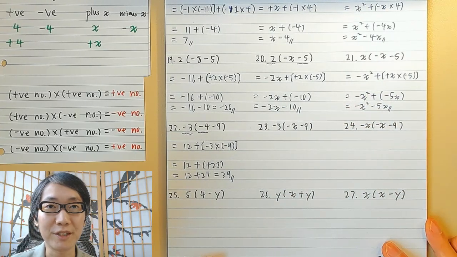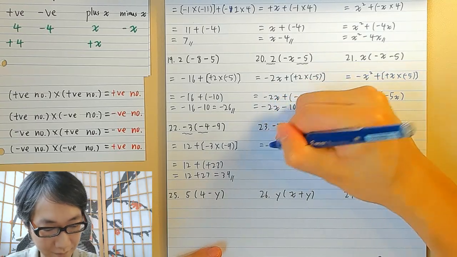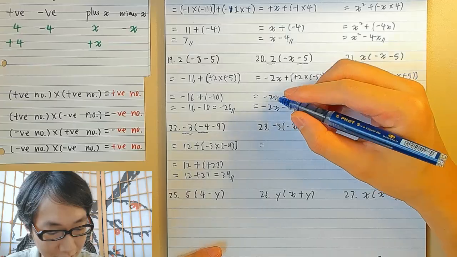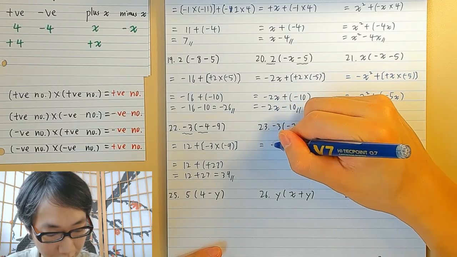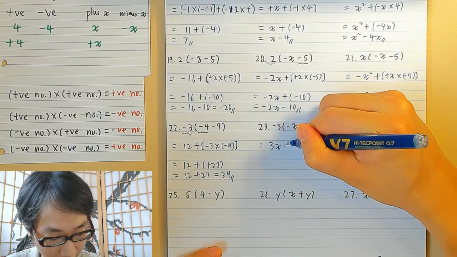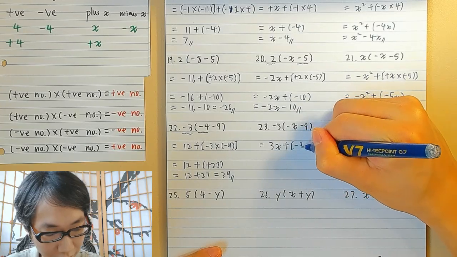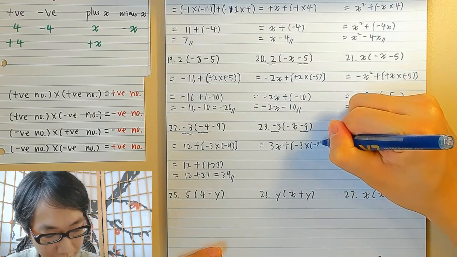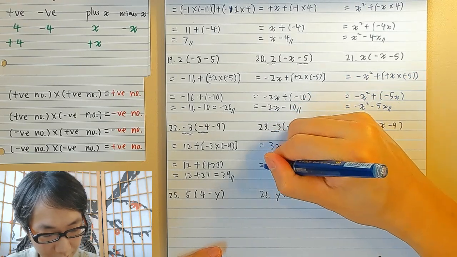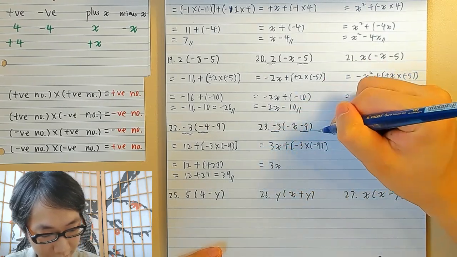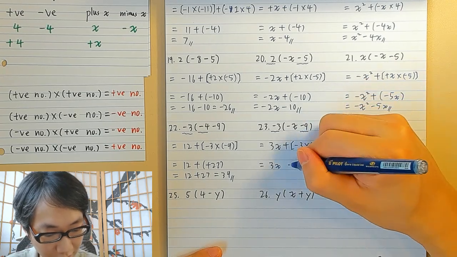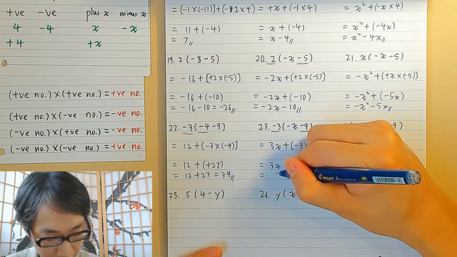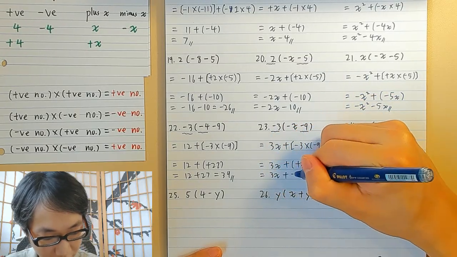Number 23. First term, negative 3 times minus x. So this will be positive 3x. And second term, negative 3 times negative 9. 3x. And second term will be positive 27. It will be 3x plus 27.